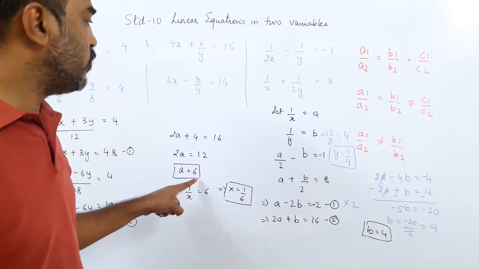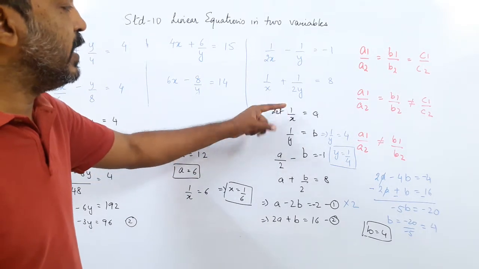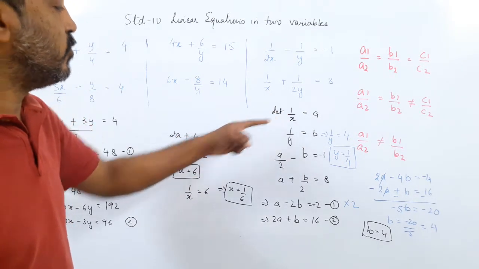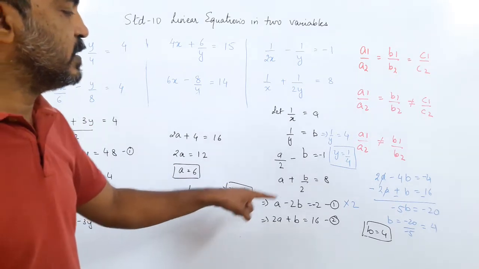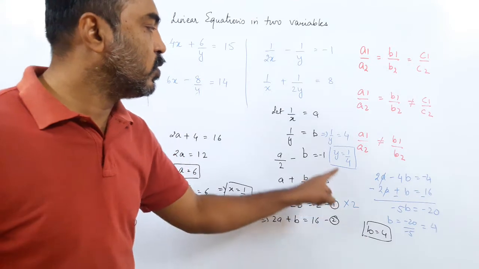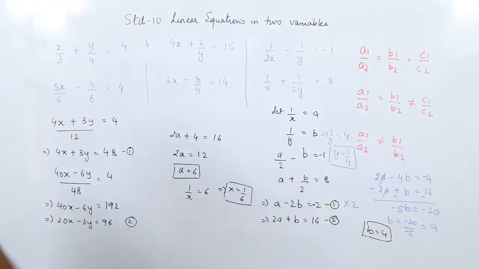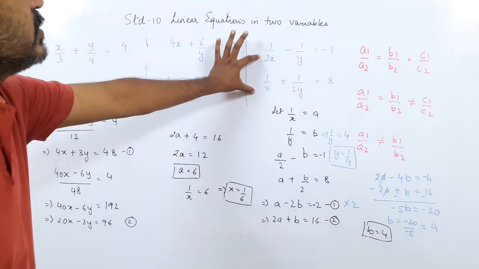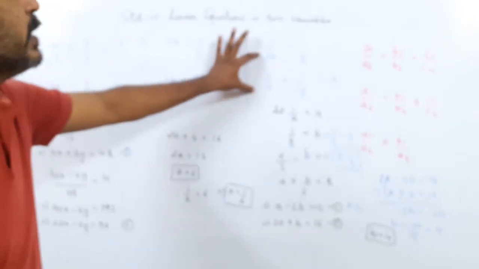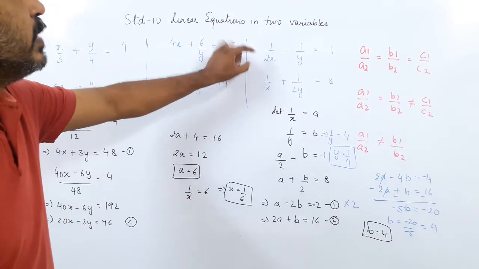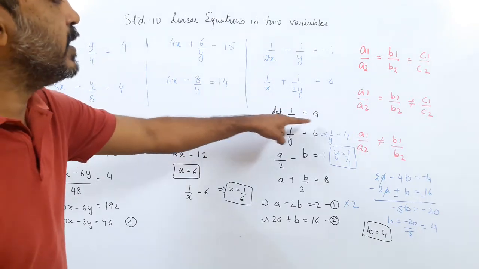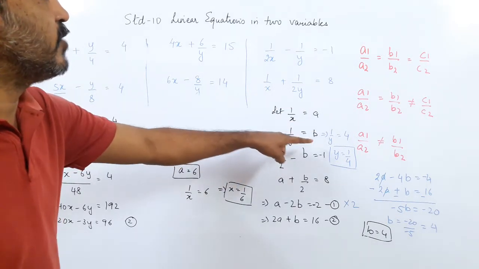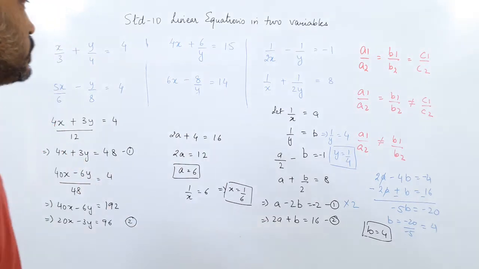So we got the value of a. The reciprocal of a gives us the value of x. So 1 upon x equal to 6, so x is equal to 1 upon 6. Similarly, b is equal to 4, so y equal to 1 upon 4. So here we used this equation and made it into a reducible form. When the variables x and y are in the reciprocal, we took 1 upon x equal to a, 1 upon y equal to b and changed this equation.